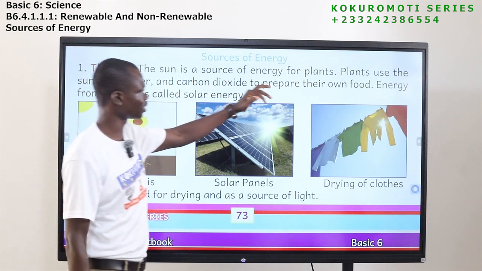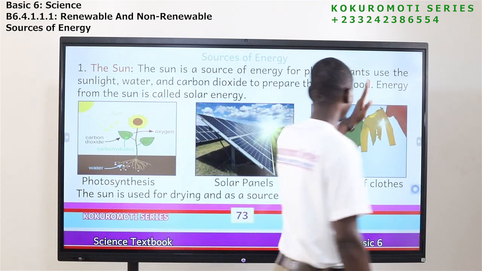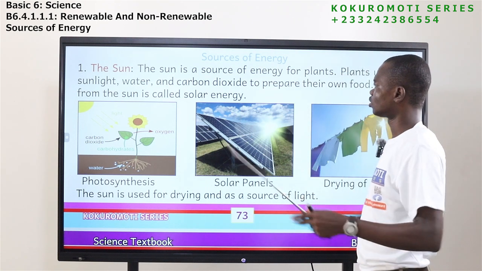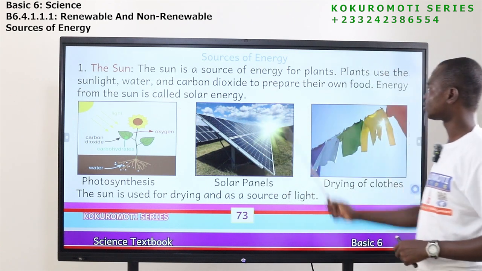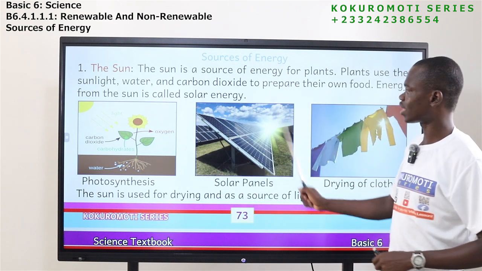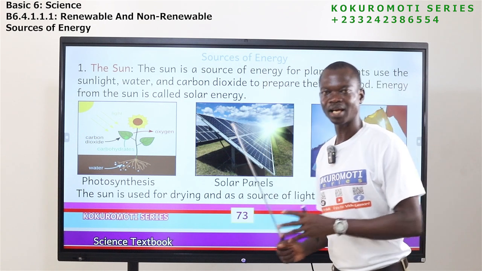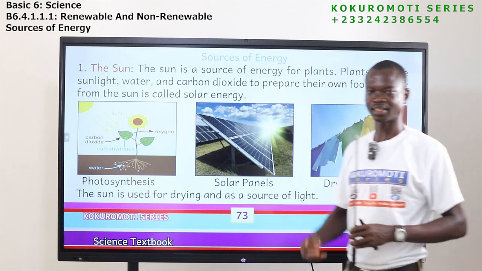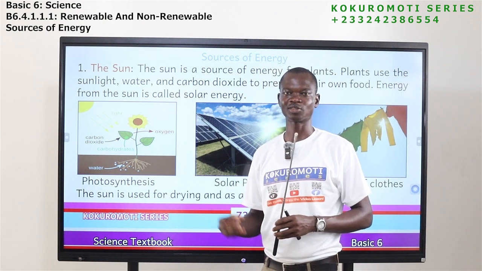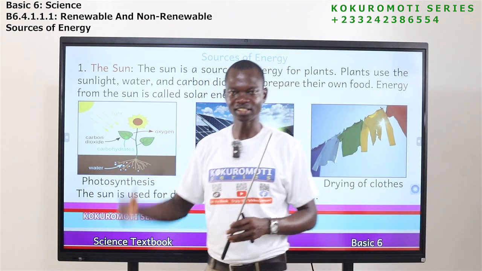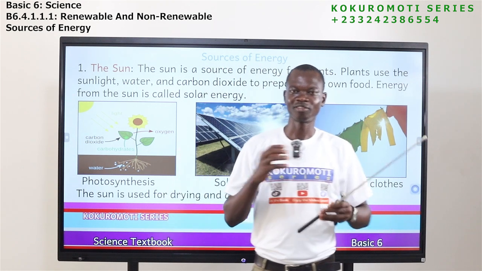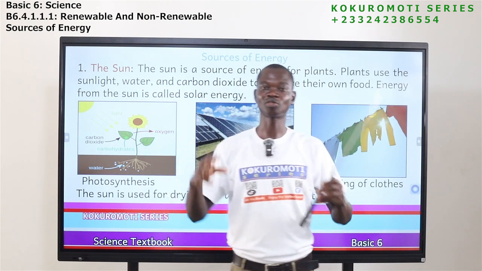The sun is a source of energy for plants. Plants use the sunlight, water, and carbon dioxide to prepare their own food. Energy from the sun is called solar energy. So plants need energy. The energy that plants need is from the sun. So the sun is a source of energy for plants. It's not only plants. We use energy from the sun to do so many things.